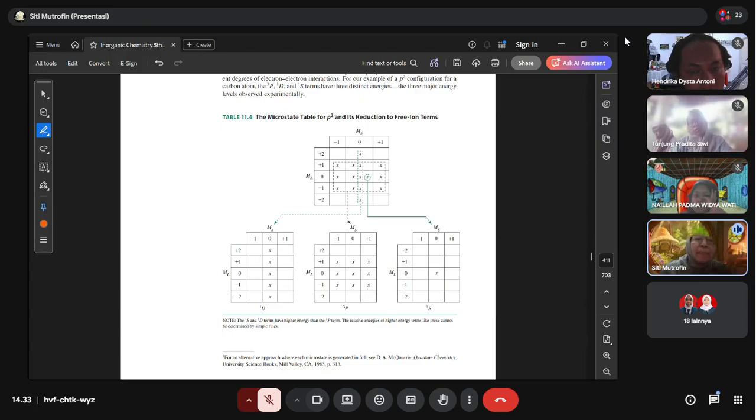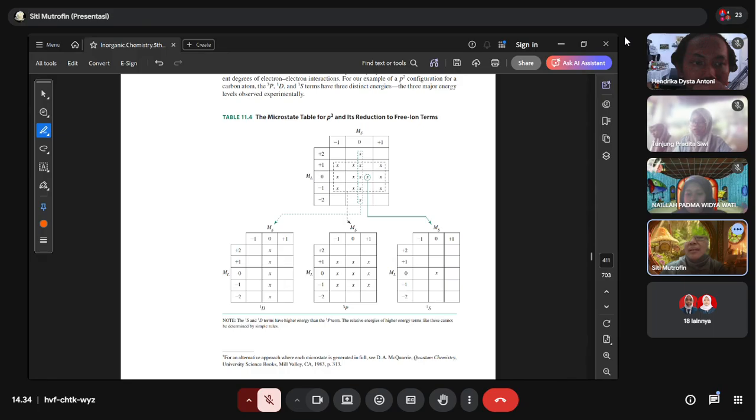The MS equal to zero, for the D, all the subcells of the orbital D also have the microstate value. Okay, if you choose the -1, the +2 and the -2, there is no microstate value. That means there is no spin-orbit coupling of two electrons.